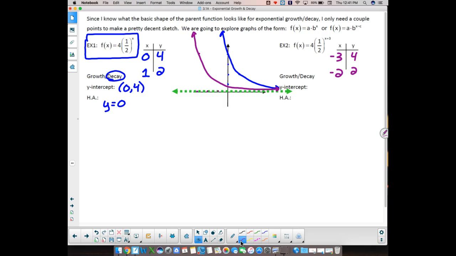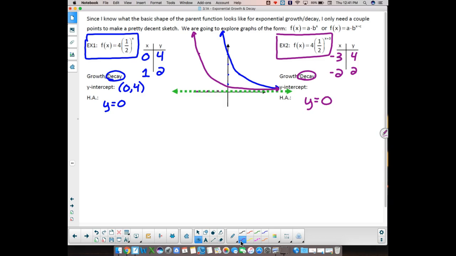Is that a growth or a decay? Decay. B is between 0 and 1, and it's the same as my blue one. Do I know where my y-intercept is? We can figure it out though, so let's wait on that one. Do I know what my horizontal asymptote is? What is it? Y equals 0.